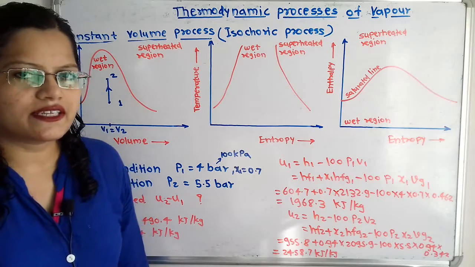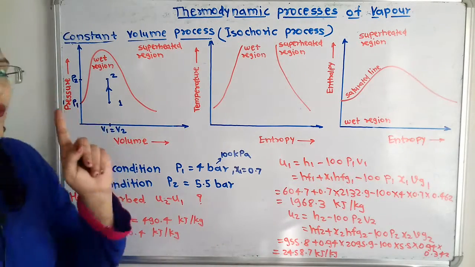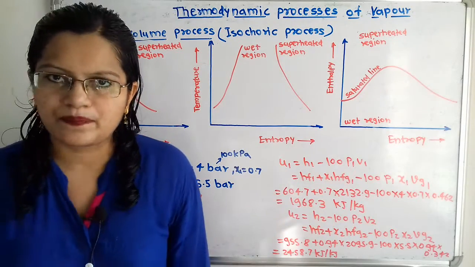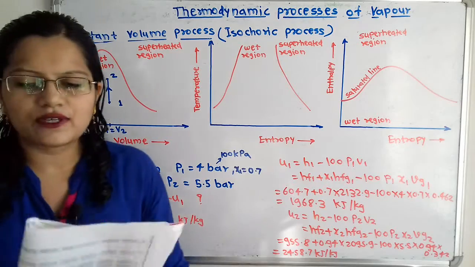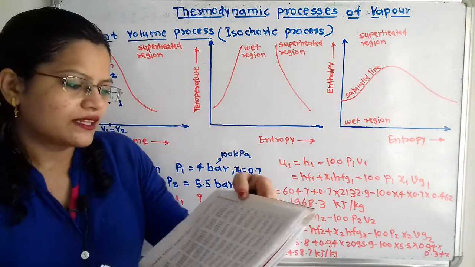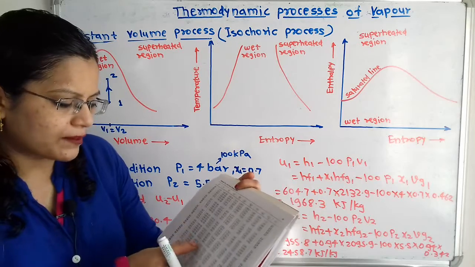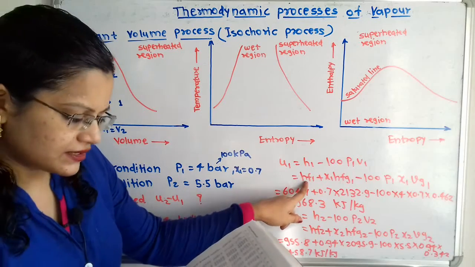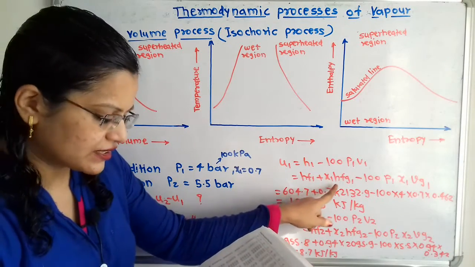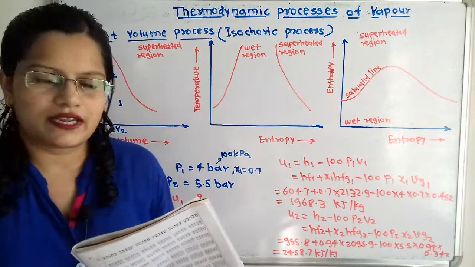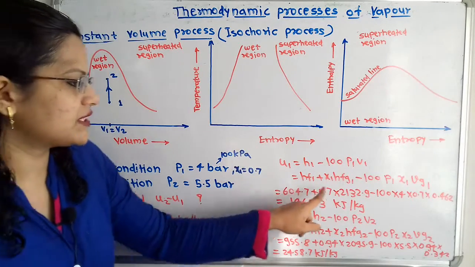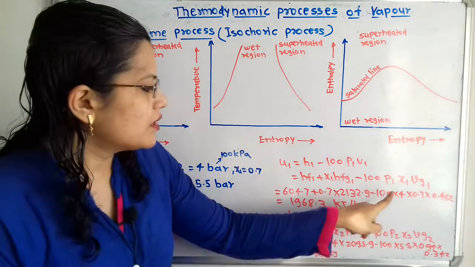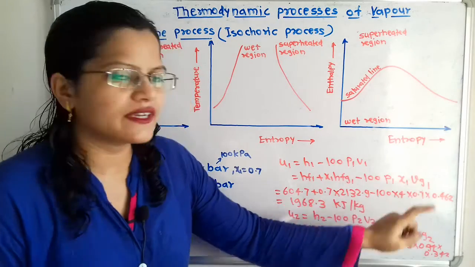So H1 is equal to, for the wet steam, we have the formula H1 = hf1 + x1 hfg1. For the pressure of 4 bar we have to use the steam table, that is the pressure table, and for this 4 bar we have to take the values of hf and hfg. So hf is 604.7, and hfg is 2132.9, and x1 is 0.7, that is given, minus 100 P1. So pressure is given as 4, multiplied by x1 0.7 and vg1.